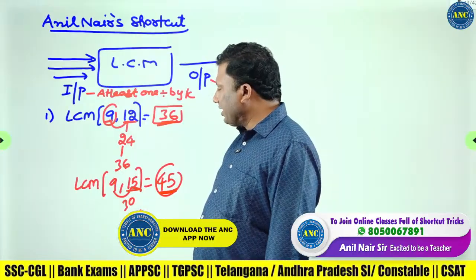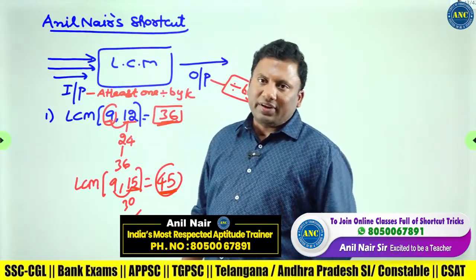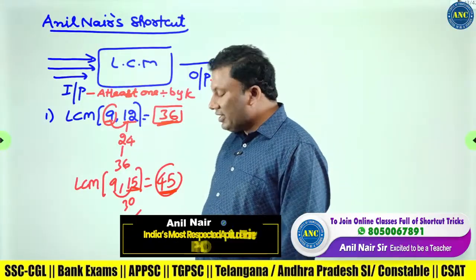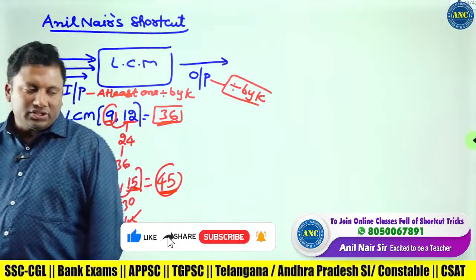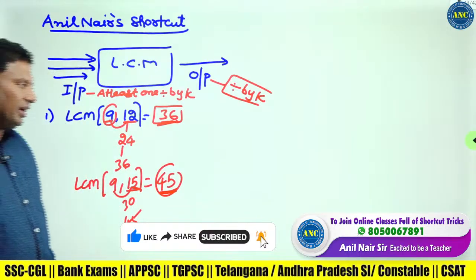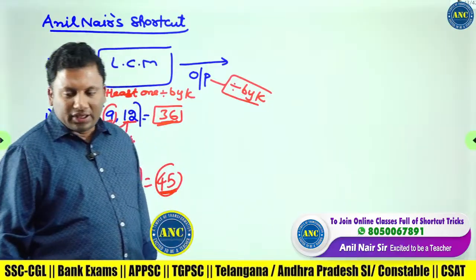If at least one number is divisible by k, answer will also be divisible by k. At least one number, if it is divisible by k, answer will also be divisible by k. Sai clear? Dripti clear?